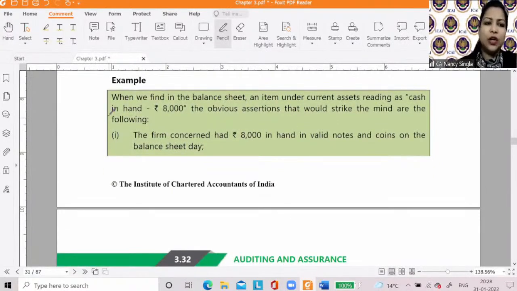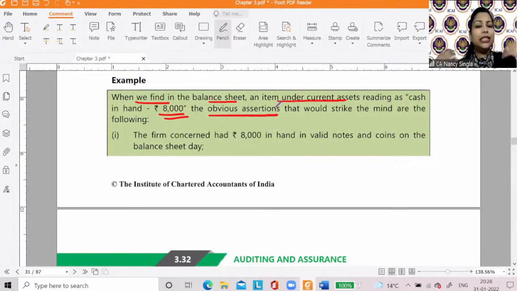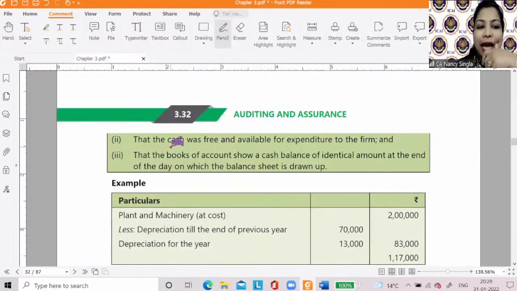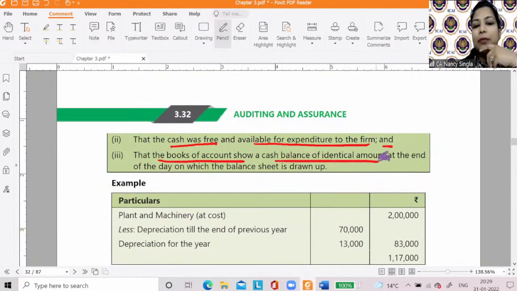This beautifully explains the concept of assertion. When we find in the financial statement an item under the head of cash of 8,000, what are the obvious implied assertions? Obvious, expressly not written, but these are implied: that the firm concerned had 8,000 cash in valid notes and coins. Okay, that these are valid notes and coins, it is not that the company cannot spend that cash. That the cash was free and available for expenditure to the firm, and that the books of account show a cash balance of identical amount. Okay? That if 8,000 is coming, it means the company has the right to spend those 8,000. It is in valid notes.